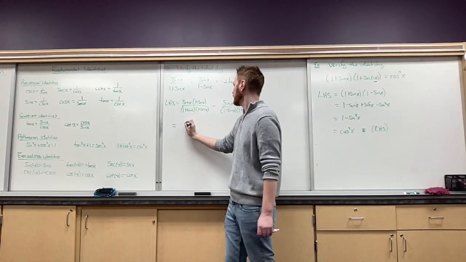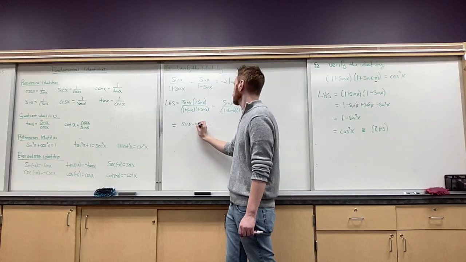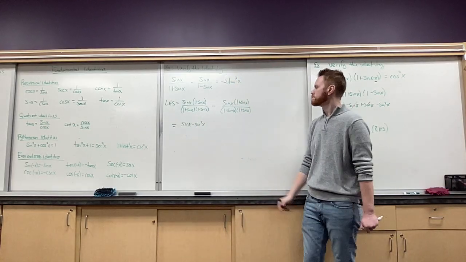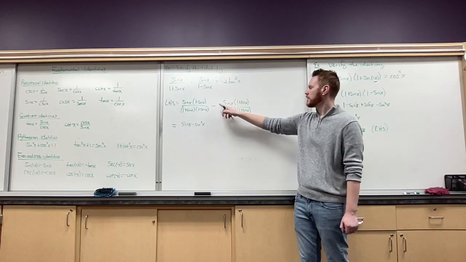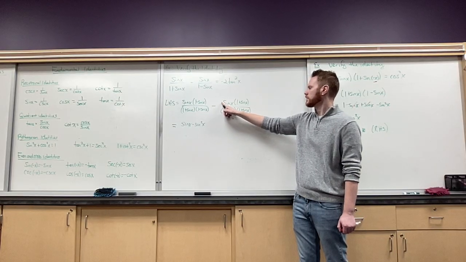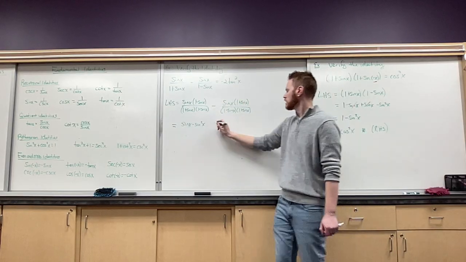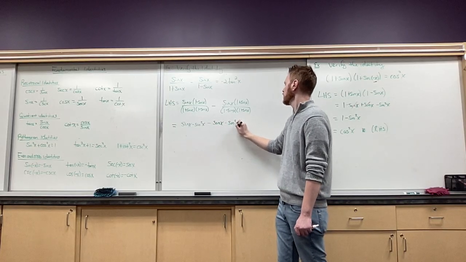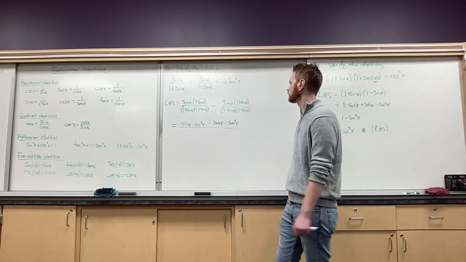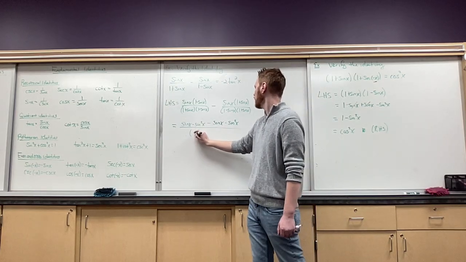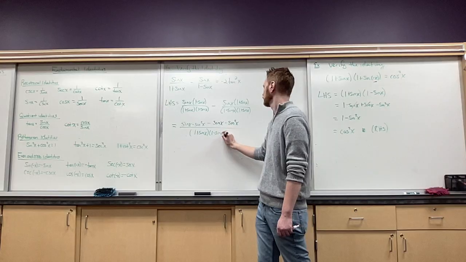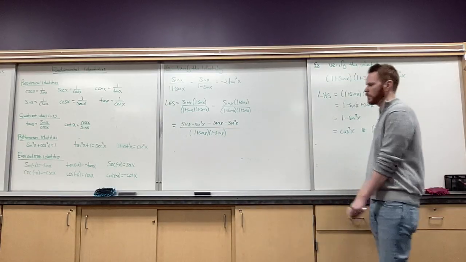So for the first one, I get sine of x minus sine squared of x. Okay, and then there's a minus sign there, so I'm going to take the minus sign with this and bring it into both terms. So minus sine of x minus sine squared of x all over my common denominator, which was 1 plus sine of x, 1 minus sine of x.